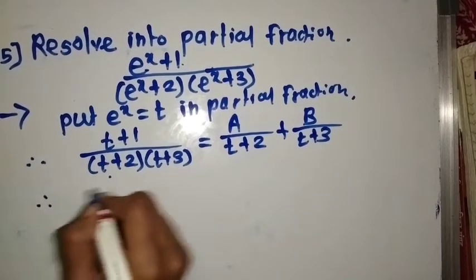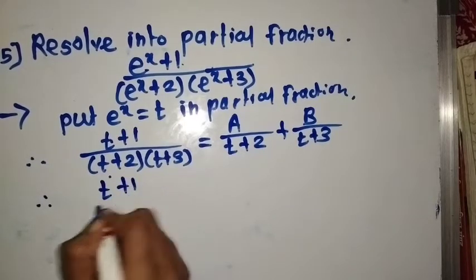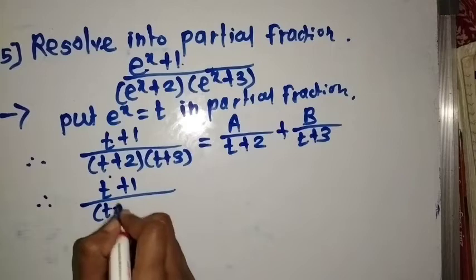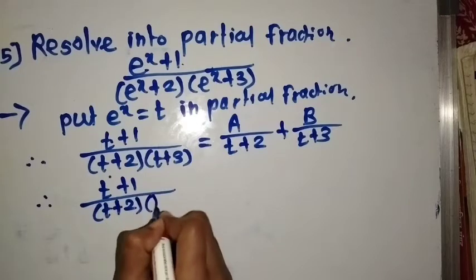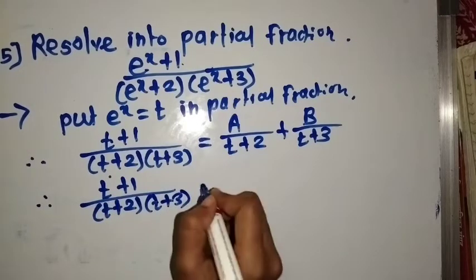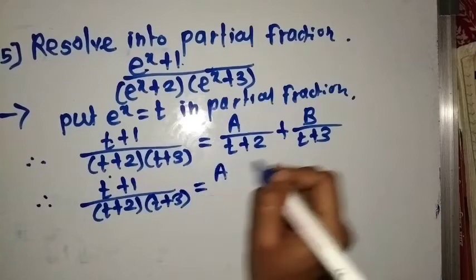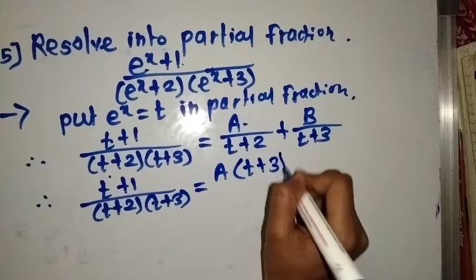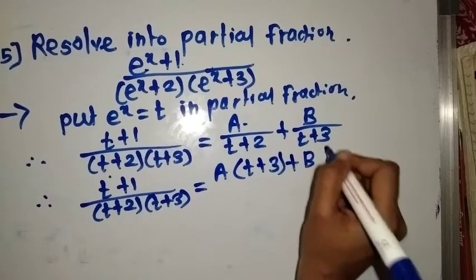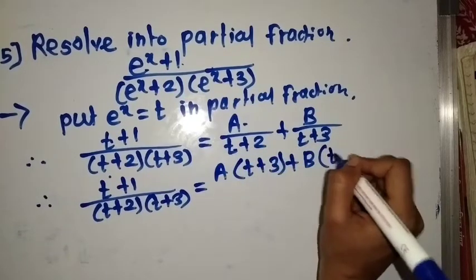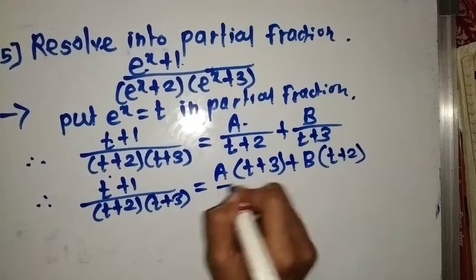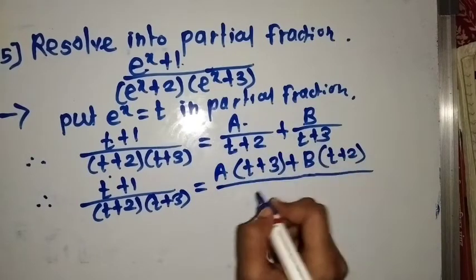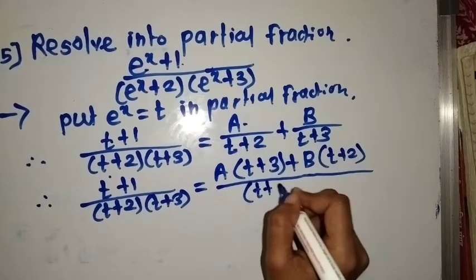Hence we get multiplication, t plus 1 upon t plus 2, t plus 3 is equal to a into this plus b into this upon this into this.